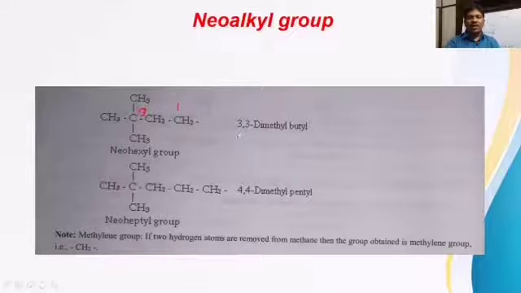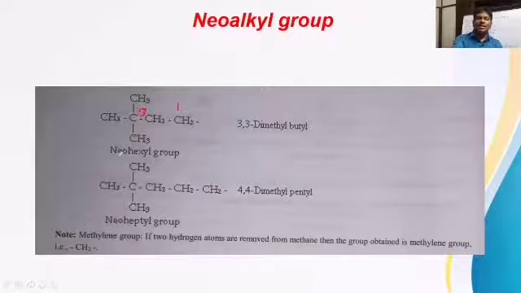3,3 dimethyl butyl group. 3,3 dimethyl butyl is the IUPAC name of this group. Whereas the common name, we check it here. How many carbons in this? 1, 2, 3, 4, 5, 6 carbons totally. Six carbons. C6H13 is available here. C6H13 is called what? Hexyl group. Hexyl, C6H13.